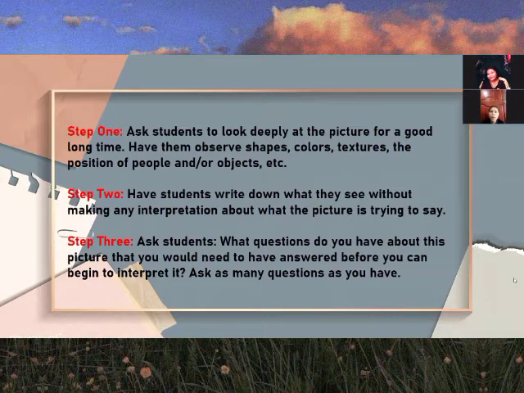Step two, have students write down what they see without making any interpretation about what the picture is trying to say. By allowing students to take note of what they see in the picture, it can also help them in their analysis. Step three, ask students, what questions do you have about this picture that you would need to have answered before you can begin to interpret? Ask as many questions as you have. This will help the students to think easily of the questions that are stuck in their minds based on the presented picture. Next is step number four.